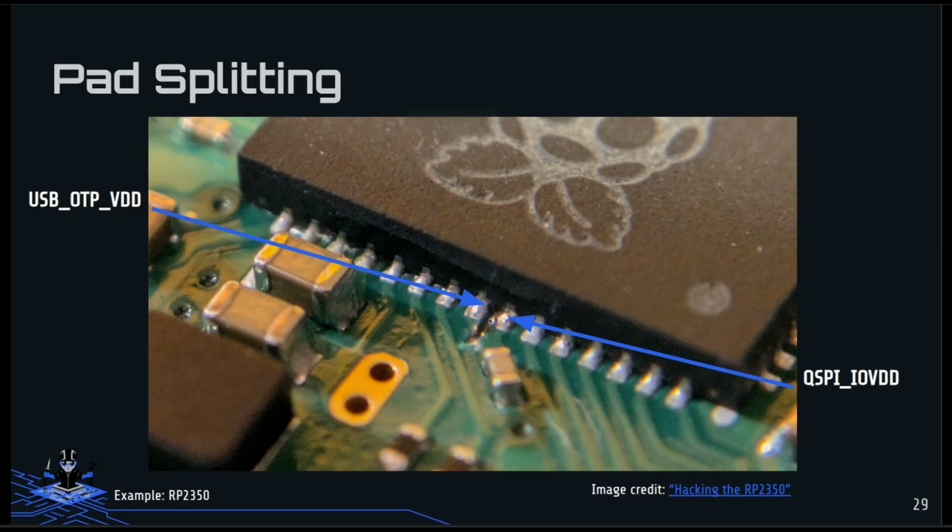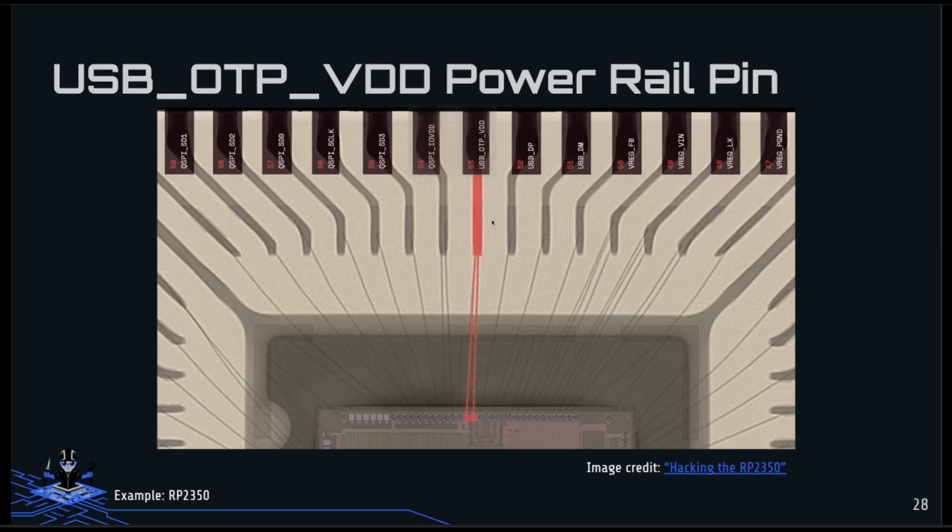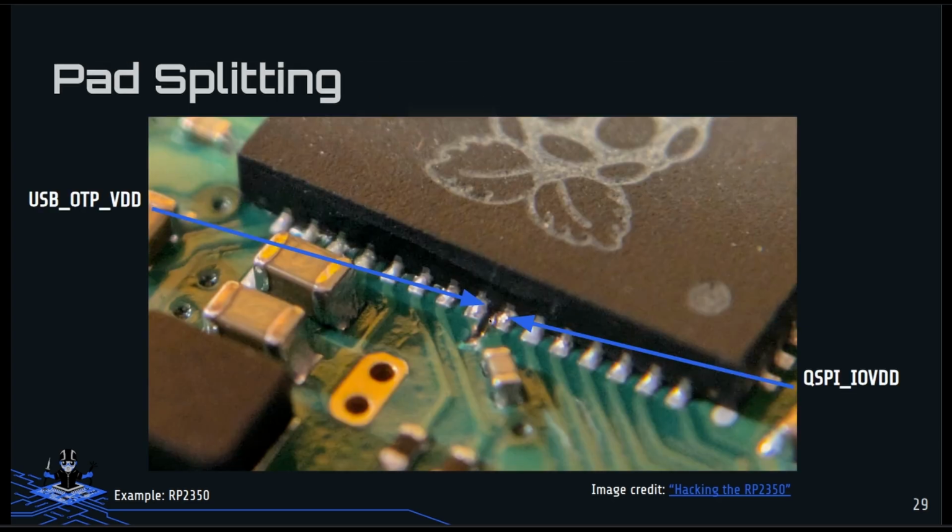So as we look at this, these rails, and looking here to the side as well, we see the QSPI IOVDD. There's another power rail right next to it. And they are actually on top of a shared copper pad. And that's what we're talking about when we say that a single power source can be used to power multiple rails. So what we actually do is lift this chip up, cut the pad underneath to isolate it, and separate the USB OTP power rail from the QSPI power rail.